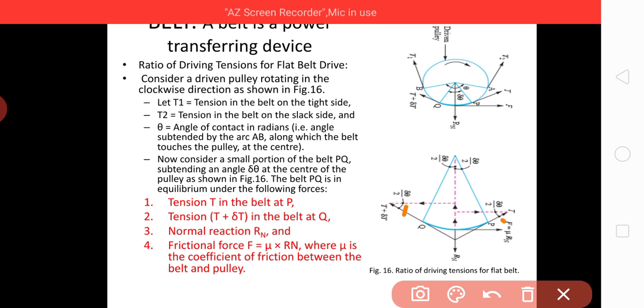How? Now you see, this angle is 90 degrees, this angle is 90 degrees, because any line joining the arc from the center to the periphery of a circle will always cut the tangent at 90 degrees. This is the tangent, then this angle will always be 90 degrees. So by trigonometry you can find out that this angle is delta theta by 2.